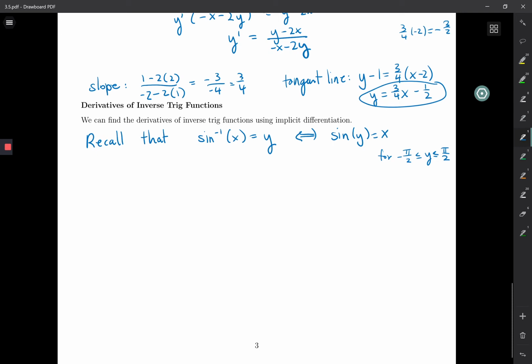Now, what we can do is take this equation that relates x and y and use implicit differentiation on it. So I'm going to use implicit differentiation.